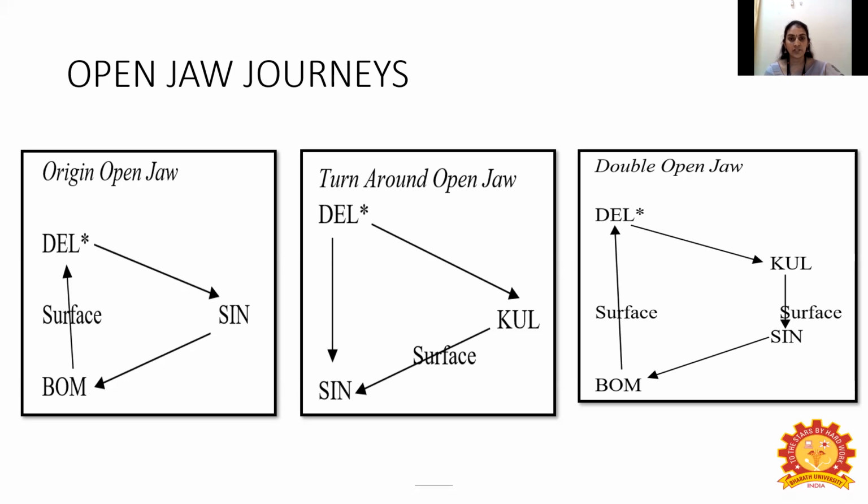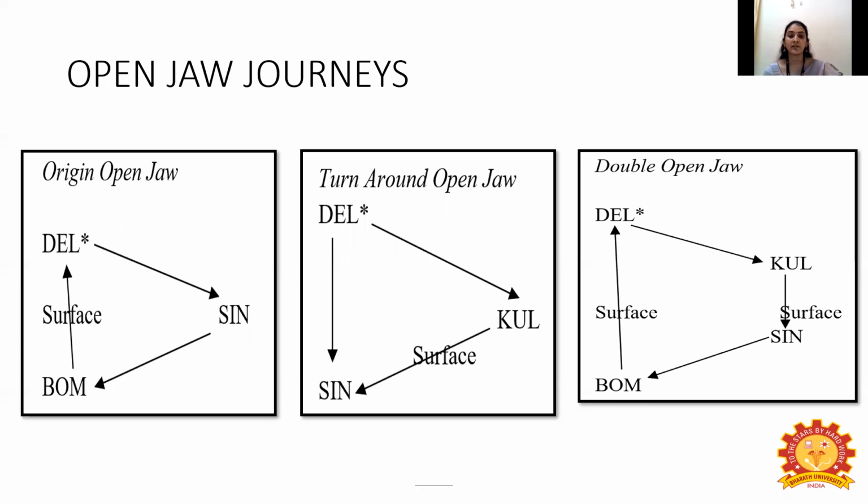Initially when you start from Delhi, you go by flight to Singapore. From Singapore to Mumbai, you come by flight. And then from Mumbai, you go to Delhi by train. That's an example. So this is called origin open jaw. When the origin point has a surface travel, that is called origin open jaw. And what is this turnaround open jaw?